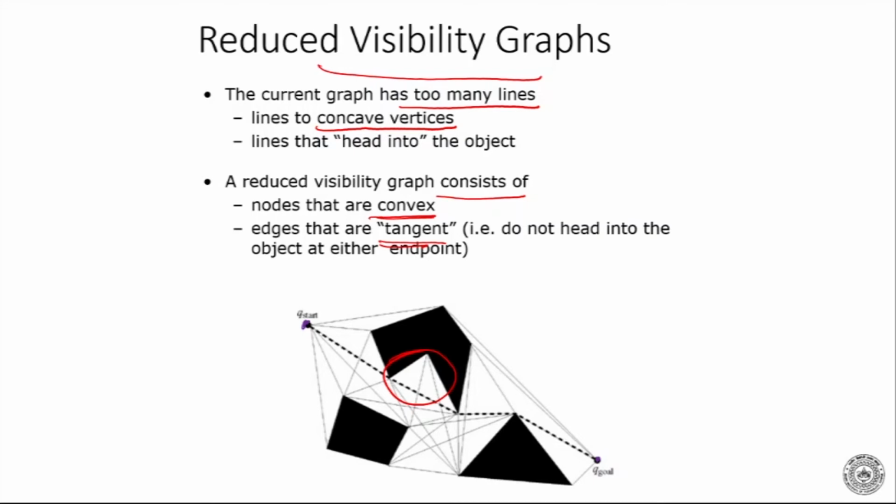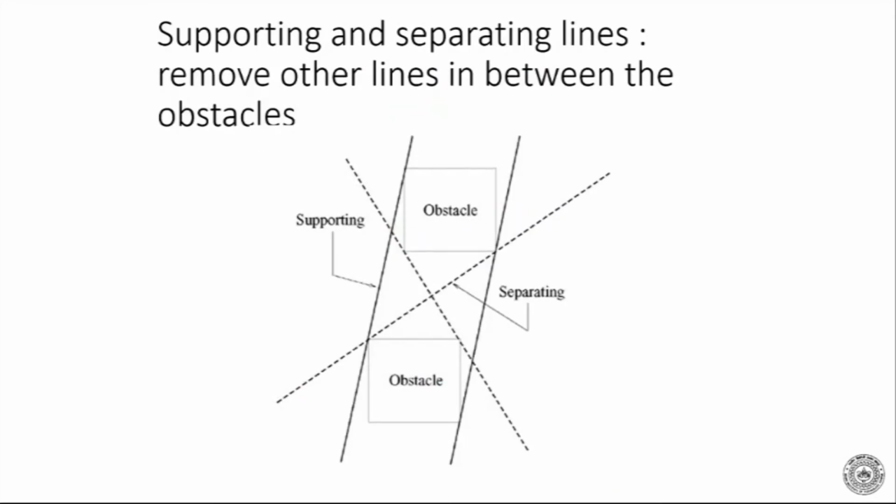So first of all, we are reducing it such that anything that is roads which are going into the concave parts will be removed. Okay, because they are taking more distance, they're increasing the length without doing anything useful. So how do we do that? We use the supporting and separating lines. So we have, this is called a supporting line between any two obstacles. Let's call this obstacle 1, obstacle 2. That is a supporting line. Okay, and these are separating lines which are separating these two obstacles.